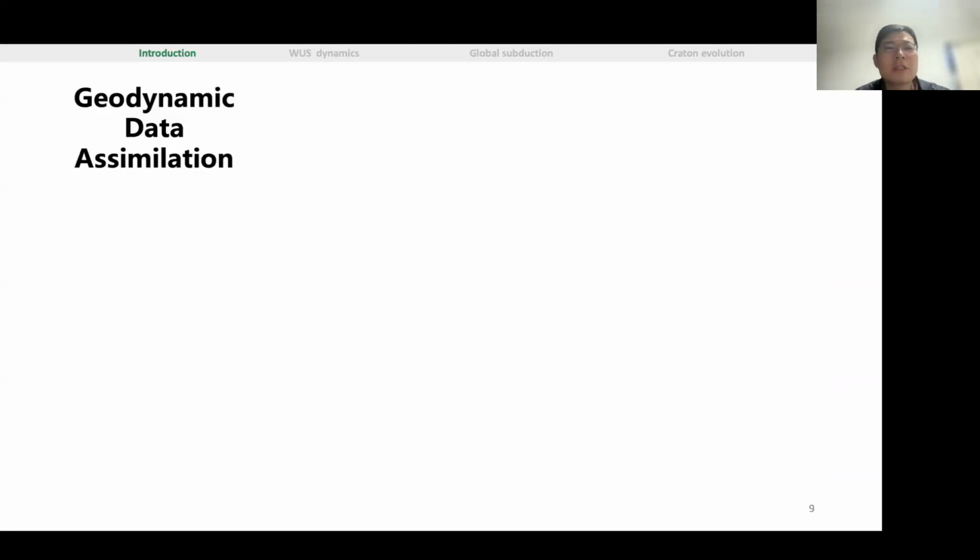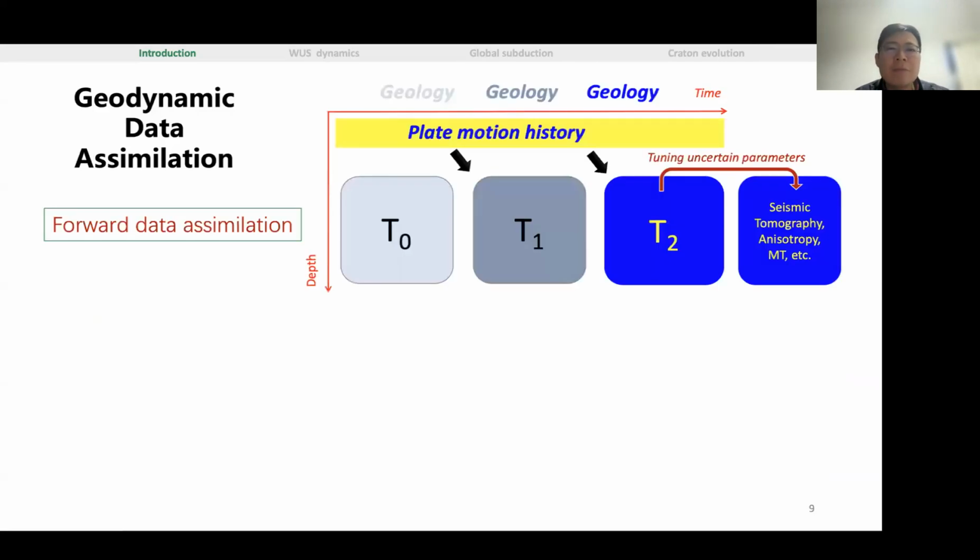So then, what is data simulation? Here I call this geodynamic data simulation, or GDA. We are basically talking about two types of data simulation. The first one is a forward in time exercise. The chart here shows time on the horizontal axis from past to present, and the vertical axis shows the depths, in other words, the volume, the 3D interior, you can imagine.